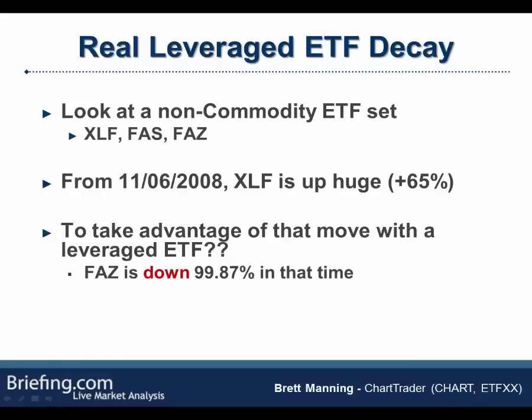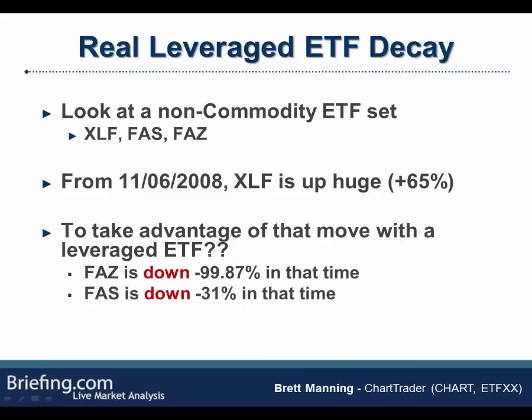FAZ, the leveraged short, is down almost 100% in that time. That's obviously the bad choice. So obviously you want to be long the other one, FAS. Let's see how that one did. Whoops. Yeah, that's right. If you bought FAS right down in the depths of the last bear market and held it until now, you would be down 31%. All thanks to the iterative effects of leveraging in the ETF.